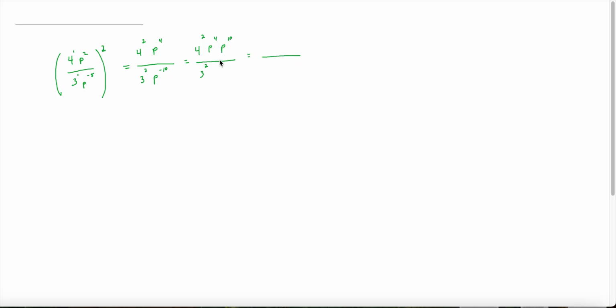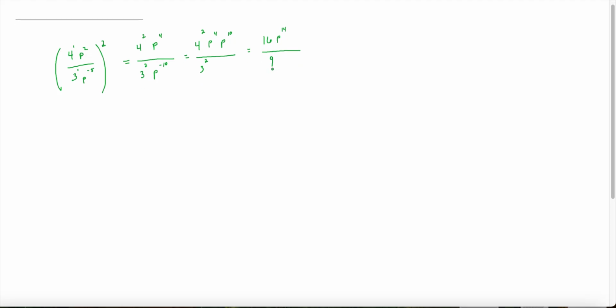I just need to now apply the laws of exponents, right? So I'm going to go ahead and just rewrite 4 squared as 16. Since I'm multiplying like bases, I add the exponents. So this would be p to the 4 plus 10, or 14. And then on the bottom, we would have that positive 9. Okay, let's take a look at another one.